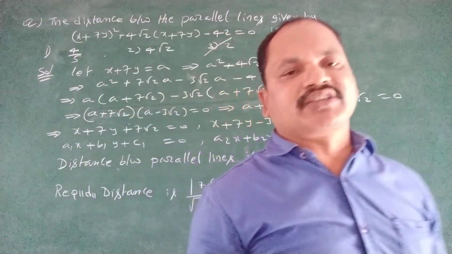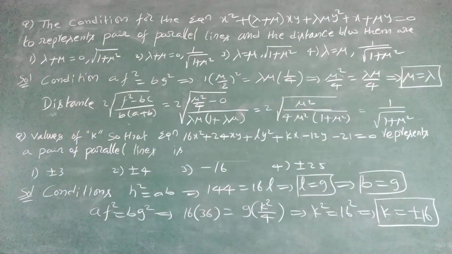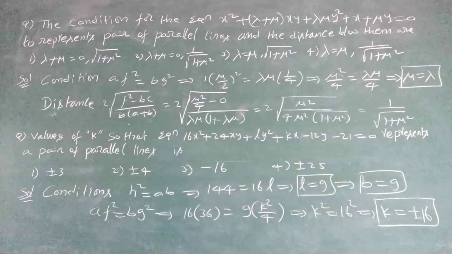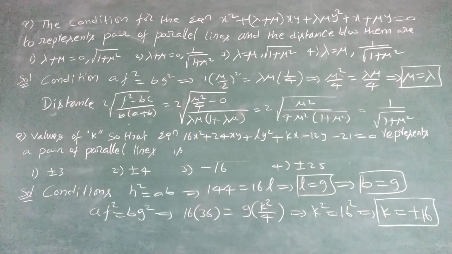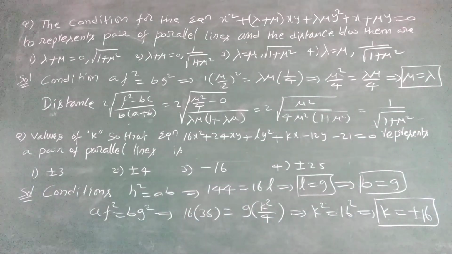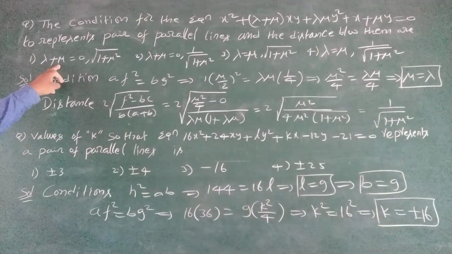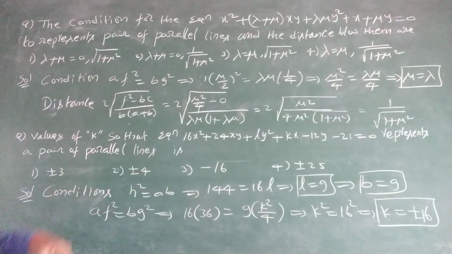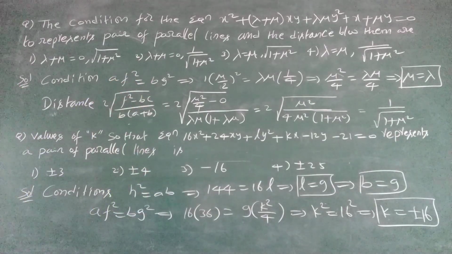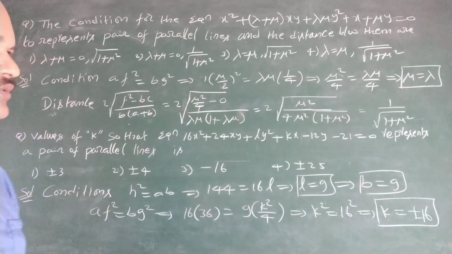Now we are going to some more questions depending upon the concept. The question is: the condition for the equation x square plus lambda plus mu xy plus lambda mu y square plus x plus mu y is equal to 0 to represent a pair of parallel lines, and the distance between them, are: first option, lambda plus mu is equal to 0, and the distance between them is root of 1 plus mu square. Second option, lambda plus mu is equal to 0, comma, 1 by root of 1 plus mu square. Third option, lambda is equal to mu and root of 1 plus mu square, and fourth option, lambda is equal to mu, comma, 1 by root of 1 plus mu square.